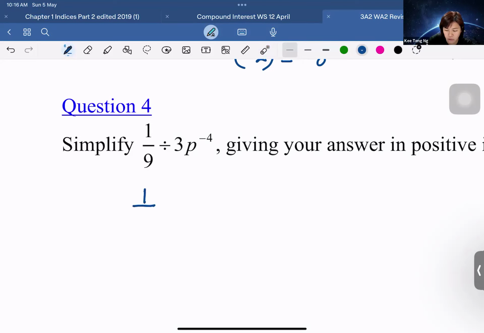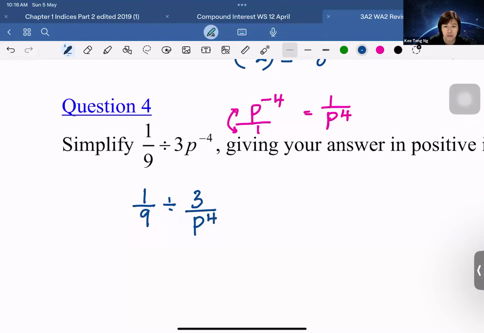So in this case, I will have 1 over 9 divided by, I'll keep 3 because 3 doesn't need to change. But what is P to power of negative 4? Originally, P is P over 1. When I power negative 4, it needs to flip. It will become 1 over P now, and the power will change to a positive power. So the negative power is only for P, only P needs to shift a house, right? So P will now go down to the basement with a power of positive 4.